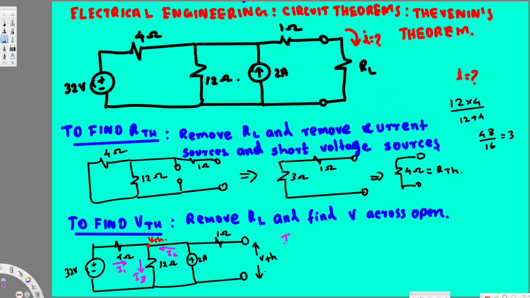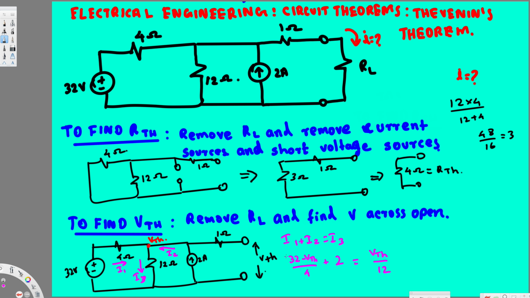Entering this node are I1 and I2, and I3 is exiting, so I1 plus I2 should be equal to I3, right? Let's write this in terms of voltage. First, I1 is going to be 32 minus Vthevenin divided by the resistance across that one, which is 4. So (32 minus Vth) divided by 4, plus I2, which is just 2 ampere, so we put 2 right here, equals I3, which is Vth minus 0 over 12, so that's Vth over 12.